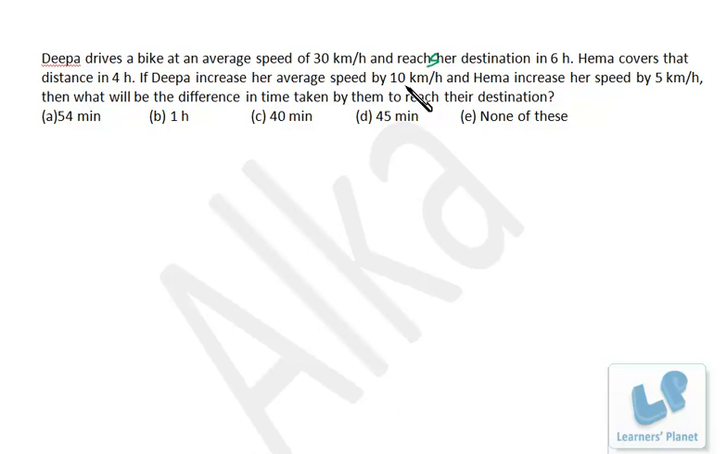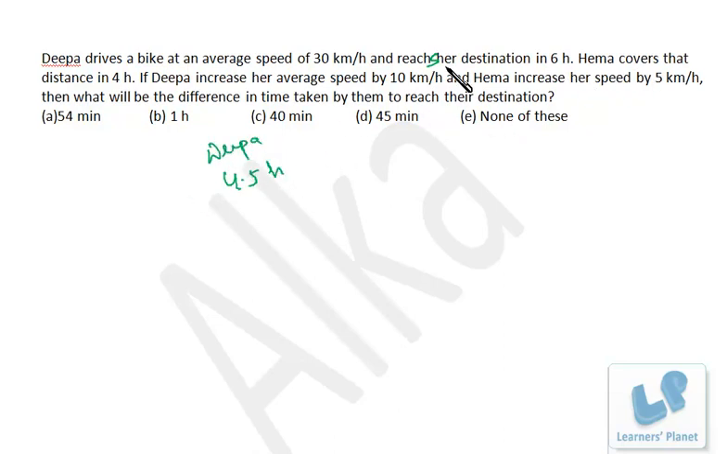If the speed is 4/3, that means the time taken will be 3/4, right? 4/3 and 3/4, because speed and time are in inverse variation. So initially she was taking 6 hours. Now she will take 3/4 of 6, that is 4.5 hours. So this is the time of Deepa, right?